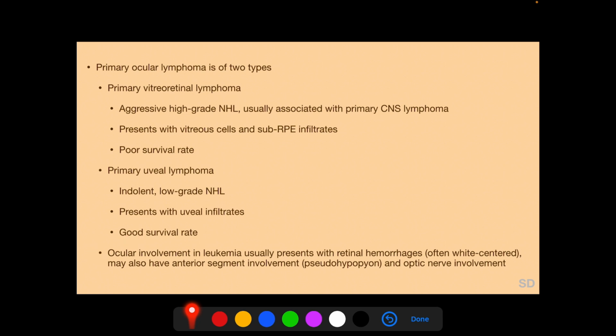Ocular involvement in leukemia usually presents with retinal hemorrhages, often white-centered retinal hemorrhages, but may also have anterior segment involvement in the form of pseudohypopyon and optic nerve involvement.